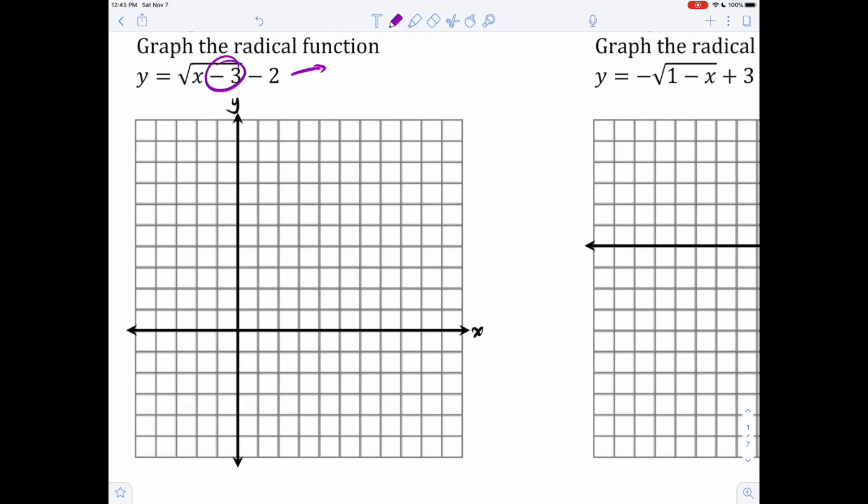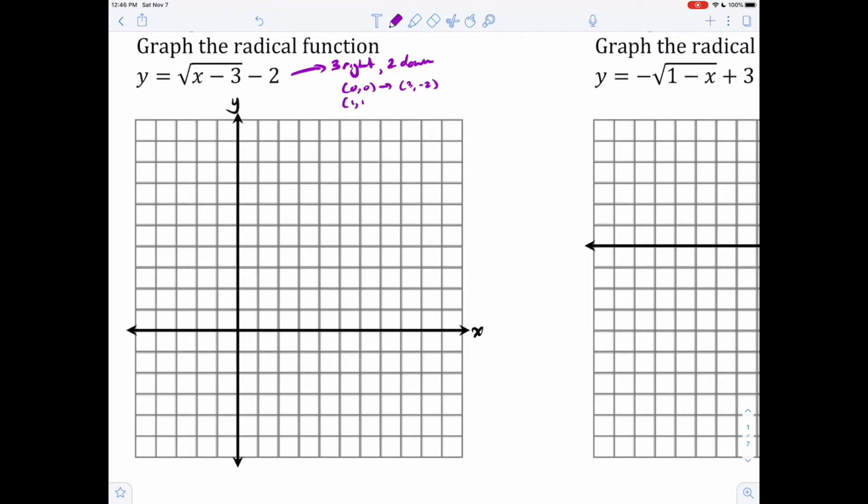Noting this negative 3 says that we're going to move the function 3 to the right because it's inside the square root, it's part of the radicand, therefore it's a horizontal effect. So we're going to move 3 to the right, and this negative 2 tells us we're moving 2 down. It's not part of the radicand, it is a vertical effect. So the point normally (0, 0) would go 3 right and 2 down.